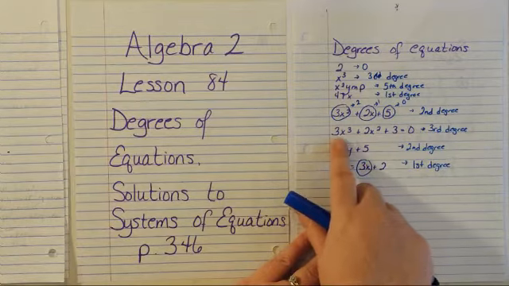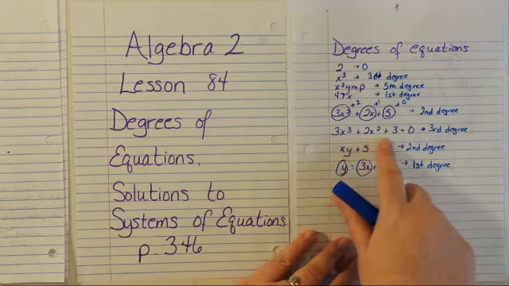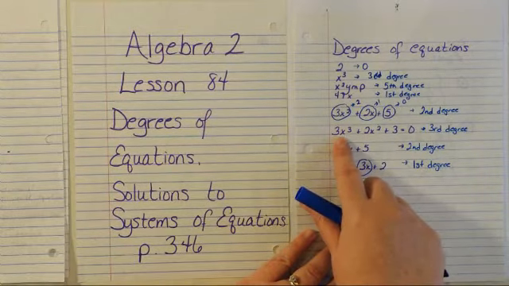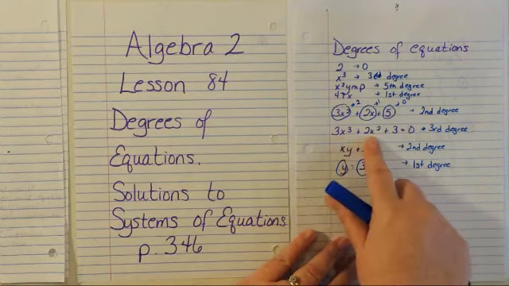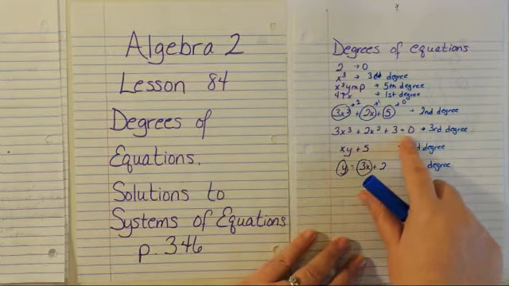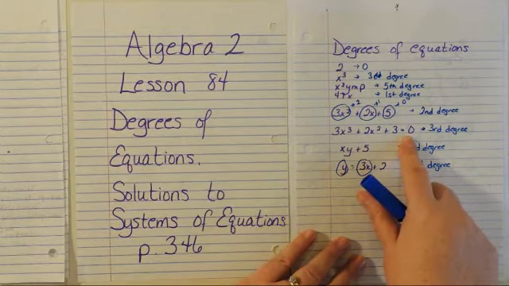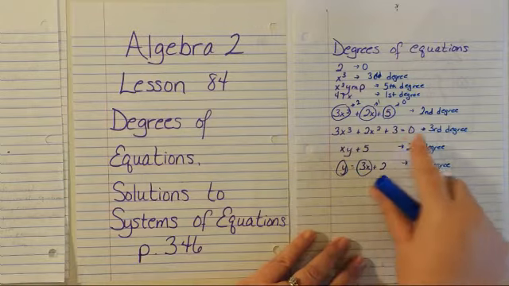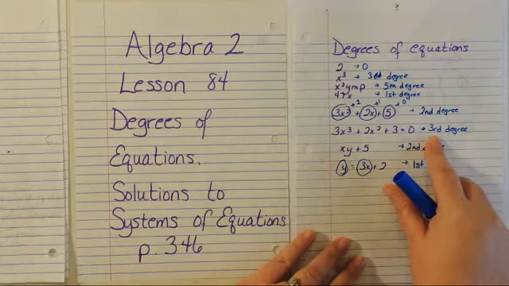Okay, now we have 3x cubed plus 2x squared plus 3 equals 0. This is a third degree term, this is a second degree term, and this is a 0 degree term because there's no variable. So the term with the highest degree is this one, and it's a third degree term, so this is a third degree polynomial equation.